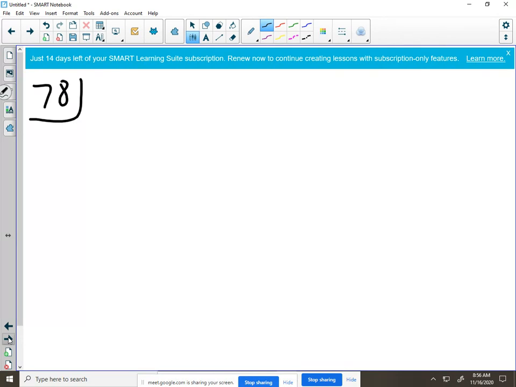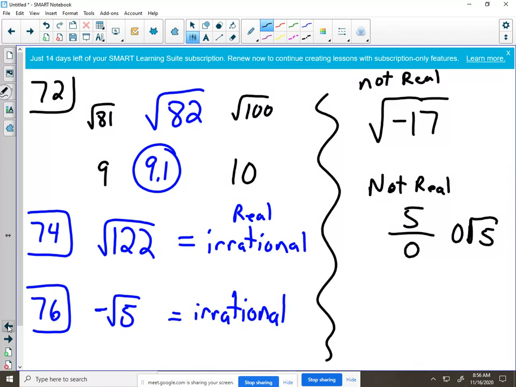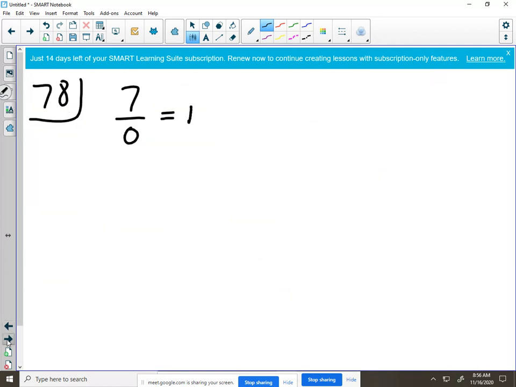Seven over 0. So what is that one, madam? Rational? No, I'm sorry, it is not. Can we divide by 0? Division by 0. So when 0 is in the denominator, it's not a real number. Not real.